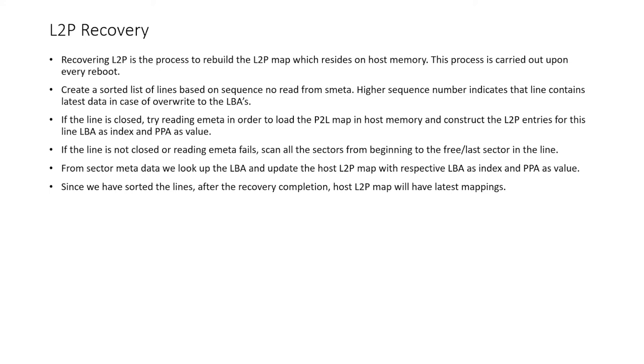So remember, I said that in the beginning of the line, we stored S meta. So S meta is nothing but the sequence number, right? And why the sequence number is needed: over time, you would receive overwrites from the host for the same LBA, right? When we allocate a line to accommodate incoming writes, we assign the sequence number, which is a monotonically increasing integer. So a higher sequence number denotes the latest data containing the LBA, right?